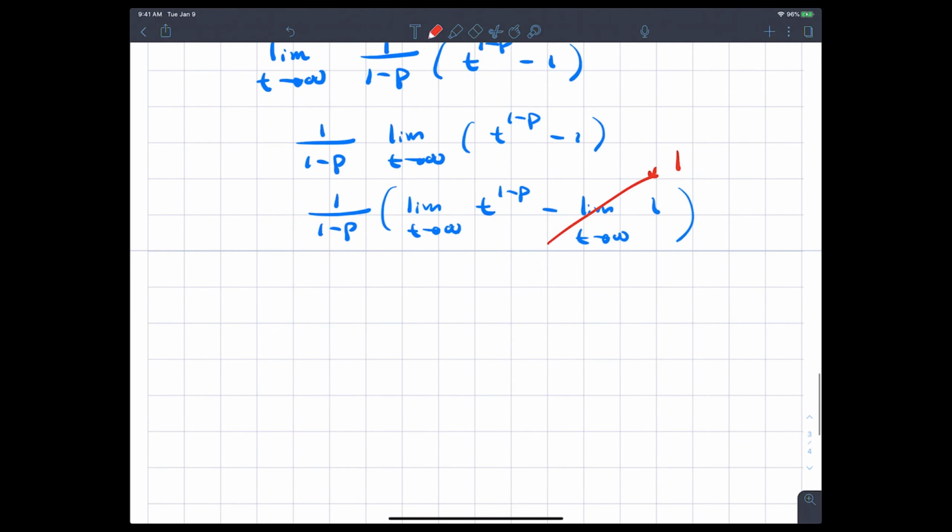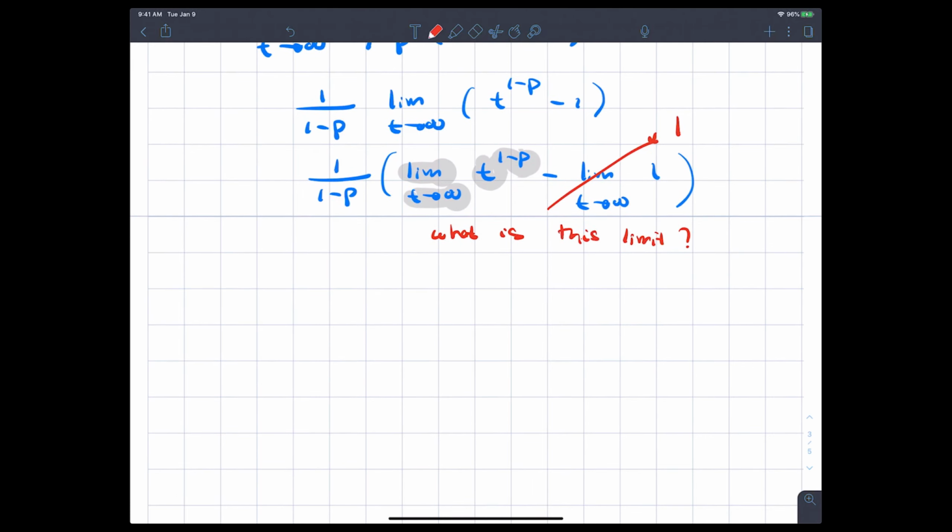So what we really need to know is right in here, right? What's happening with the limit as t gets big for t to the 1 minus p. So what is this limit value? That's what we're trying to find out in gray.